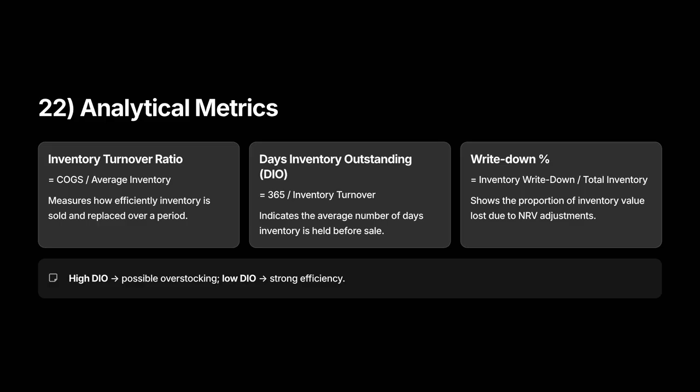Analytical metrics. Useful inventory KPIs. Inventory turnover ratio equals COGS divided by average inventory. Days inventory outstanding DIO equals 365 divided by inventory turnover. Write-down percentage equals inventory write-down divided by total inventory. High DIO can signal overstocking. Falling turnover may indicate obsolescence.